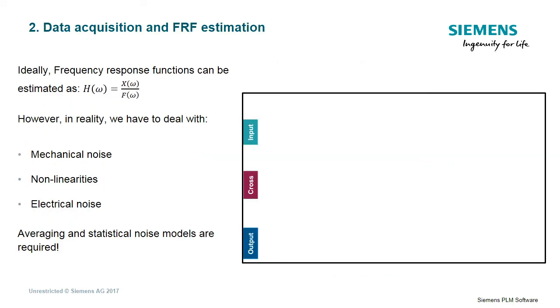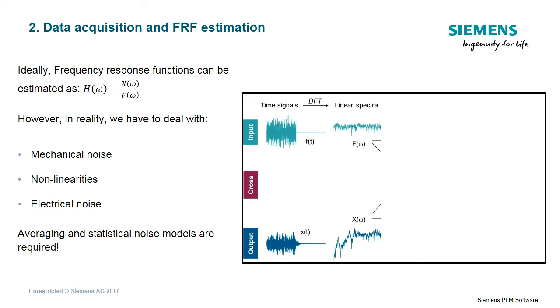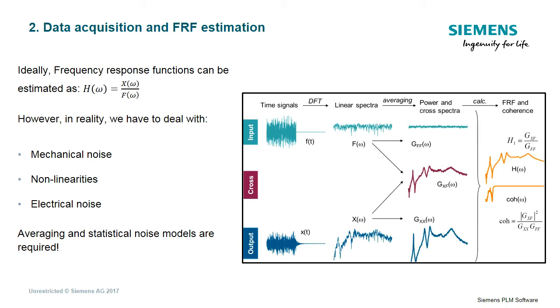Once the setup has been prepared, data can be acquired. Depending on the type of test and the exciter used, different solutions are available, but in the end, they all apply the same process. From the time history of the inputs and the outputs, blocks are extracted, converted to the frequency domain, and then frequency response functions are estimated.